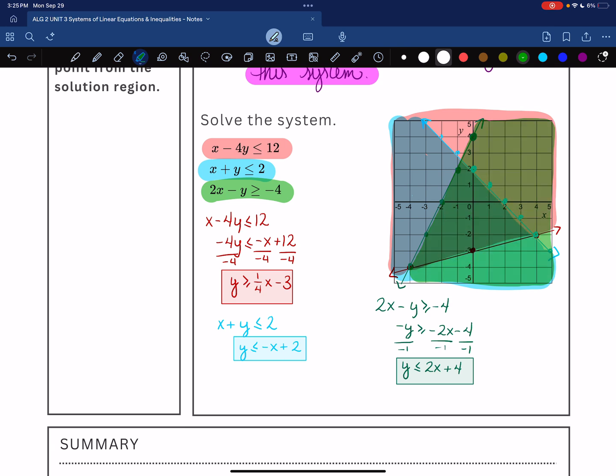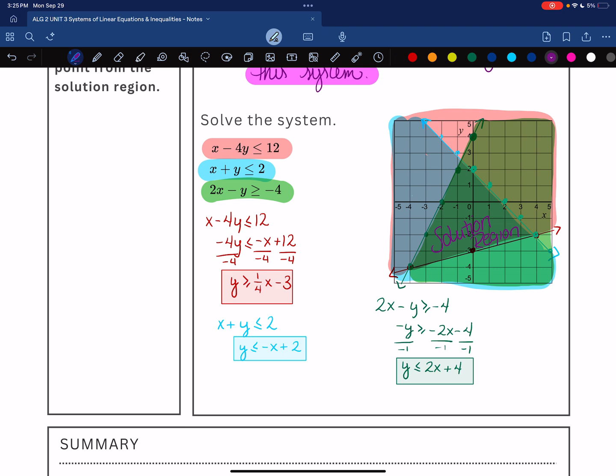Okay, so your solution region is the place where all 3 overlapped with each other. And that, ladies and gentlemen, is going to be right in here. Oops, I just want to write it with a pen. I'm just going to write it in here. Any point inside that little triangular area would be a solution, would make all three of those inequalities true.